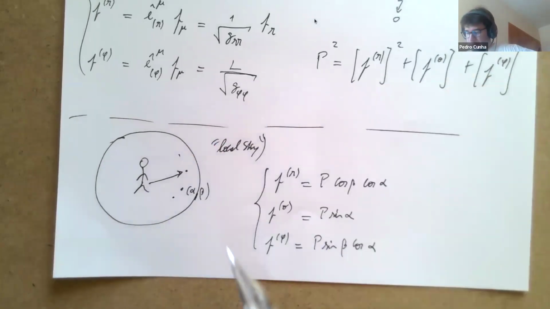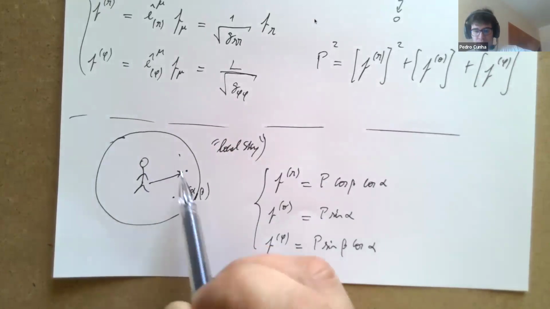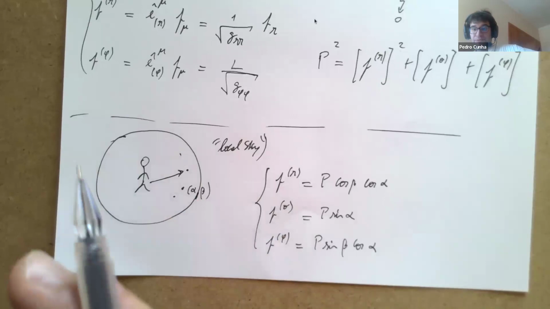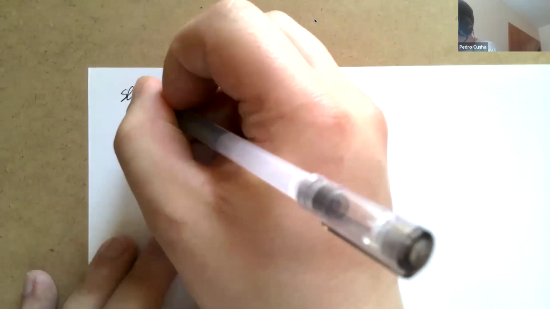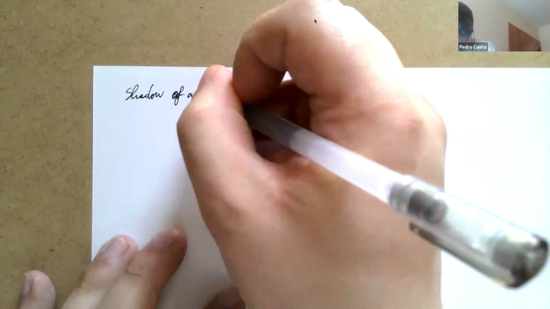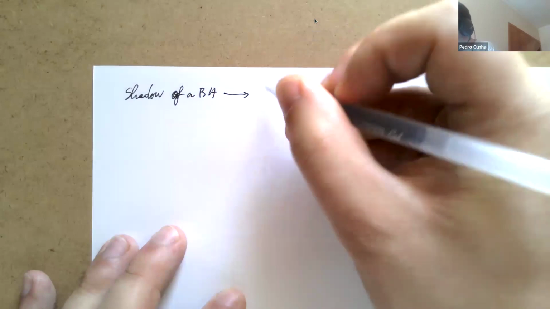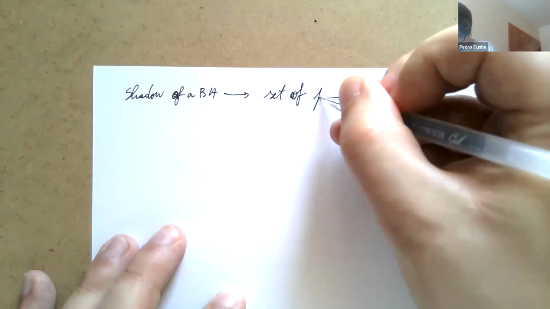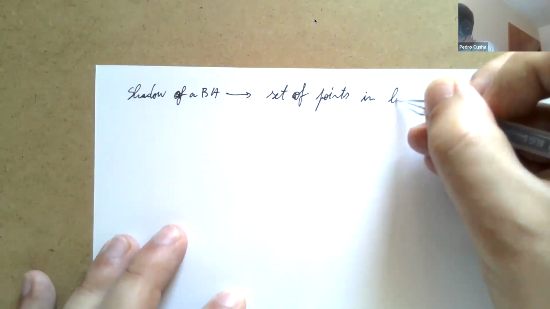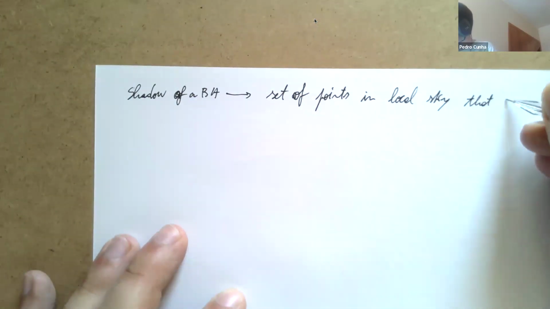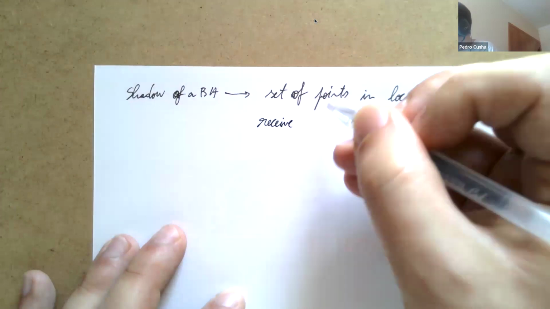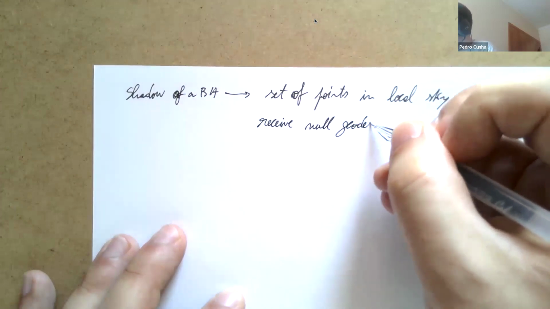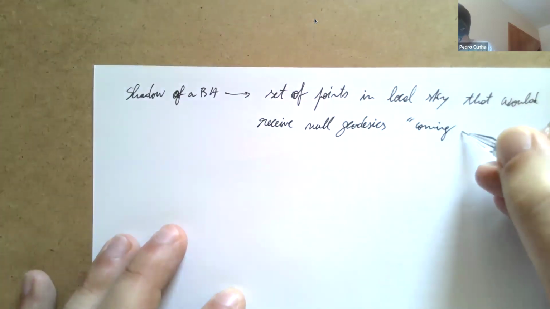So when you see an image, you are actually seeing a set of points in your local sky. Armed with this framework, you can have a more precise definition for what a shadow of a black hole is. So let me write that down. A shadow of a black hole is the set of points in the local sky that would receive or detect null geodesics coming from the black hole.